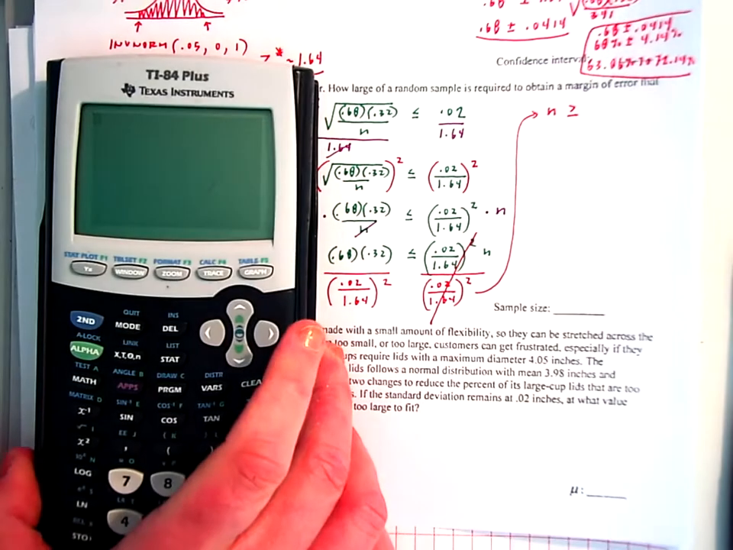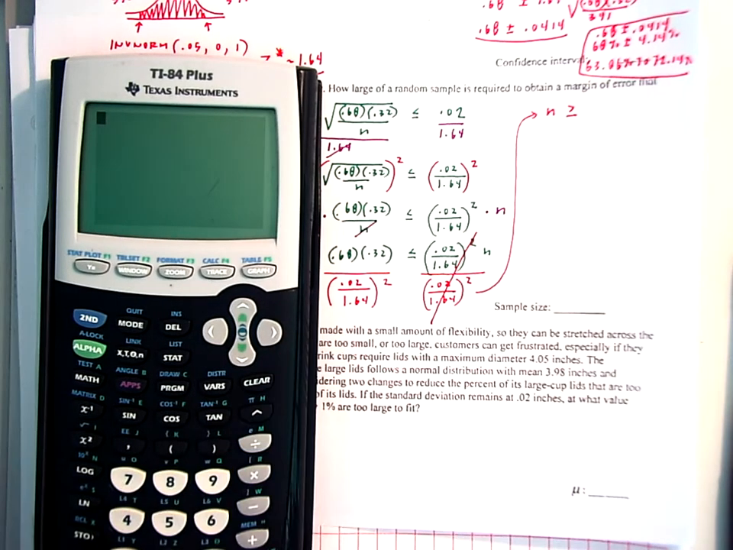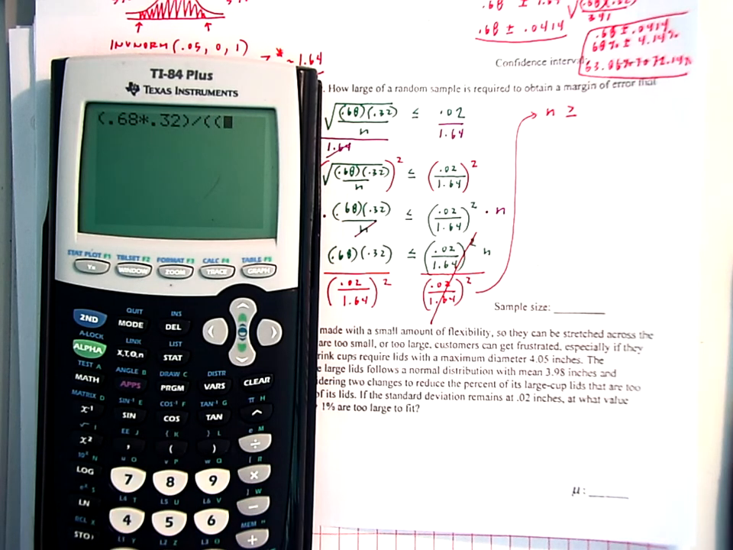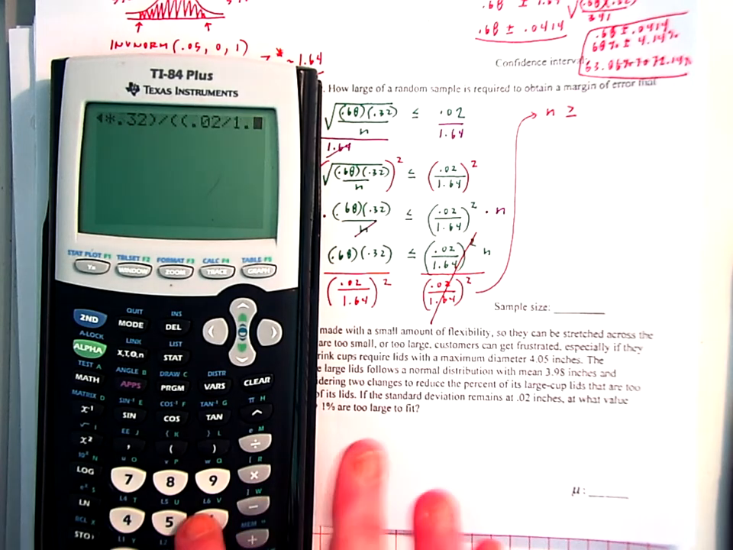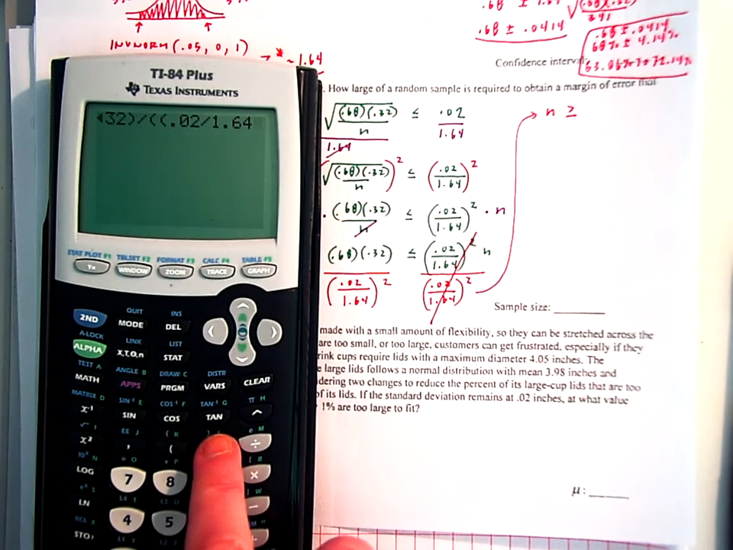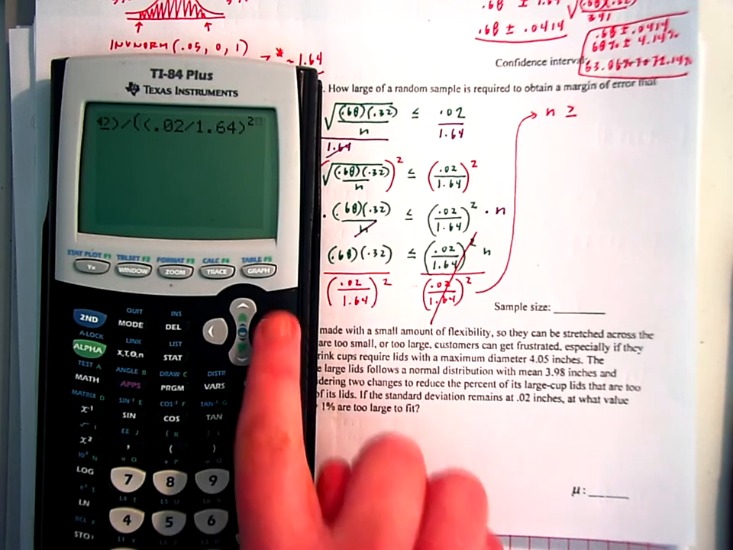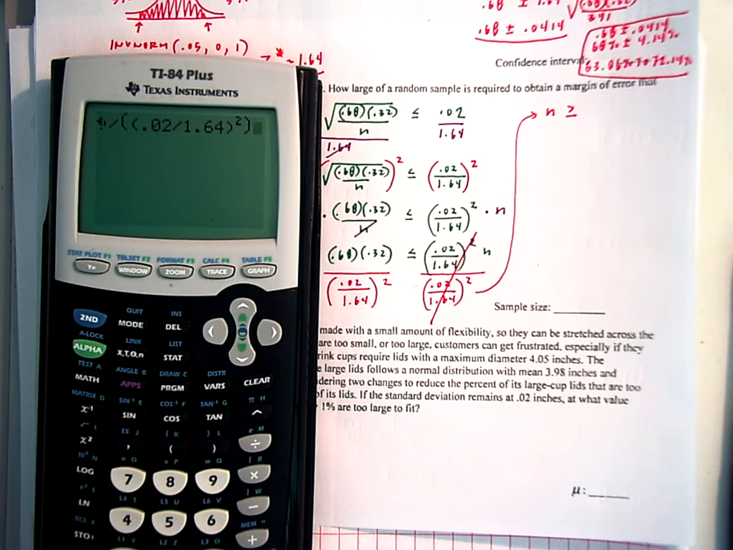And now let me show you how you could type that in. Again, I just want to make sure I preserve my order of operations. So my numerator is 0.68 times 0.32. I'm putting that in parentheses. I'm going to divide by, and I'm going to open two sets of parentheses here, because I want to have 0.02 divided by 1.64 inside parentheses. I want it to be squared like that, and then I want to close that second set of parentheses.